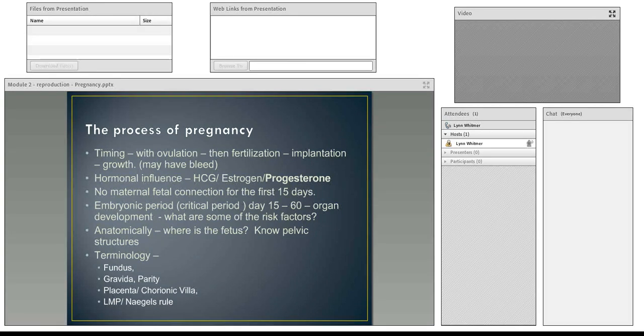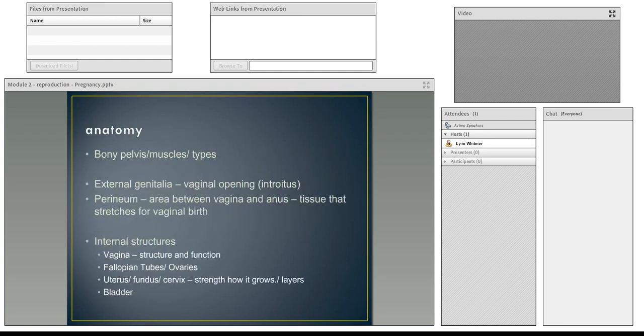So without the modern tools, the electrical tools of ultrasounds or other devices, we have to guesstimate estimated due dates by using Nagel's rule, using our fundal height, the ability to hear fetal heart tones, and ask if there's any fetal movement, correct? All right, let's move on to our next slide.